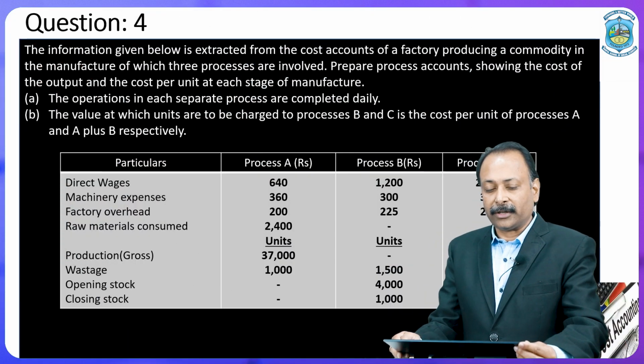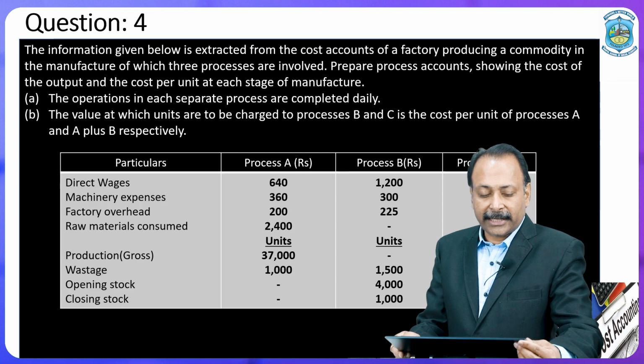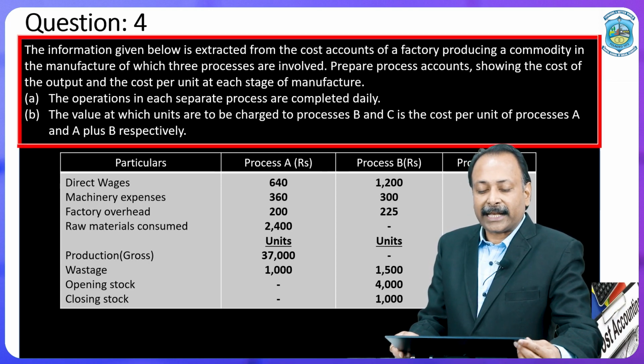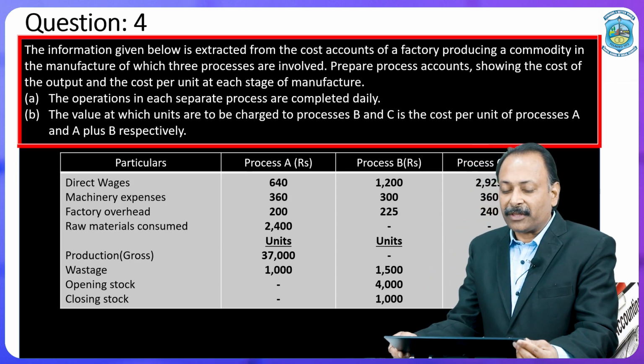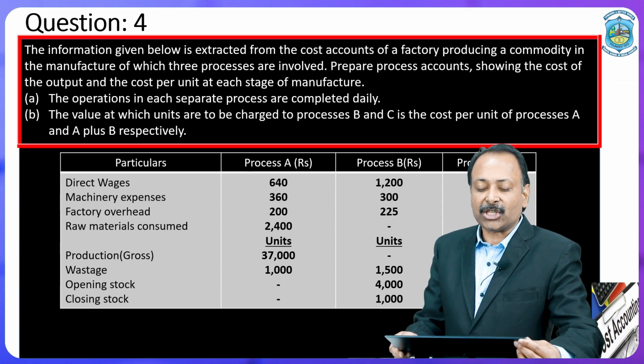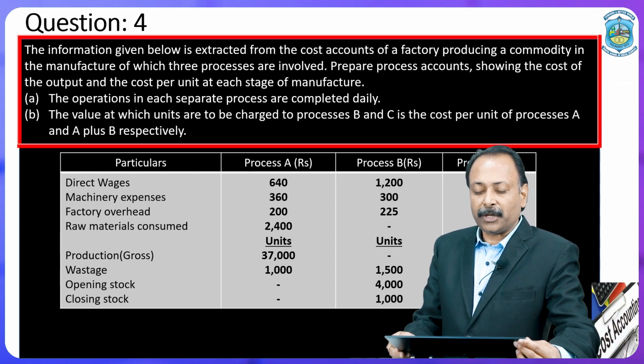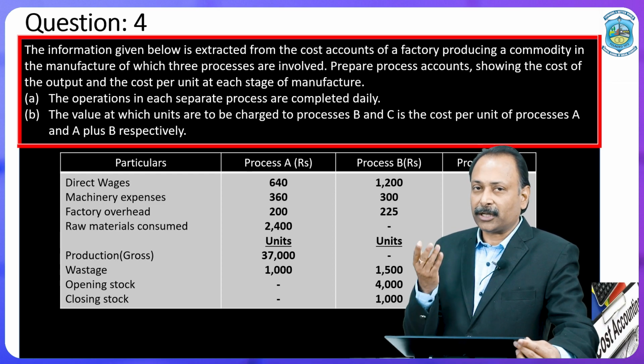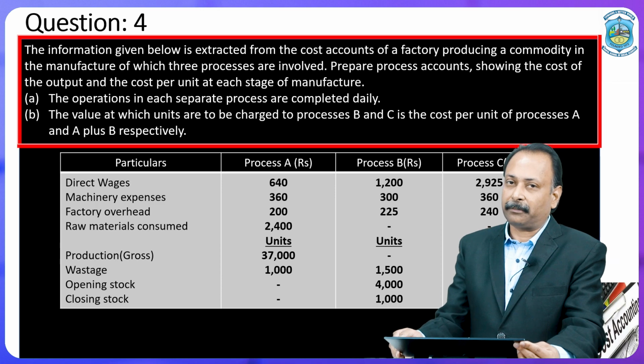As you can see on your screen, we have a question which says that the information given below is extracted from the cost account of a factory producing a commodity in the manufacturing of which three processes are involved. Prepare process accounts showing the cost of the output and the cost per unit at each stage of manufacture. The operations in each separate process are completed daily, and the value at which units are to be charged to process B and C is the cost per unit of process A and A plus B respectively. That is what we normally do with this method.